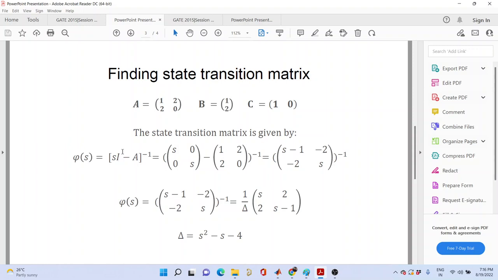Okay. So I was saying what the state transition matrix is. The state transition matrix gives you information about how the state is evolving with time. The Laplace transform of the state transition matrix is given by (sI - A) inverse. If you do this operation, you get 1 by delta times the matrix with s - 1, 2 and 2. And this delta is the determinant of this matrix, which is s into (s - 1) minus 4. That is what I have written over here.